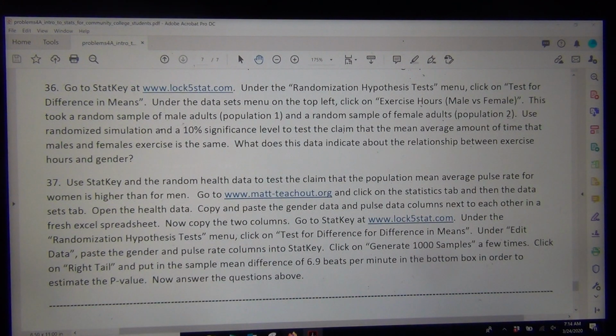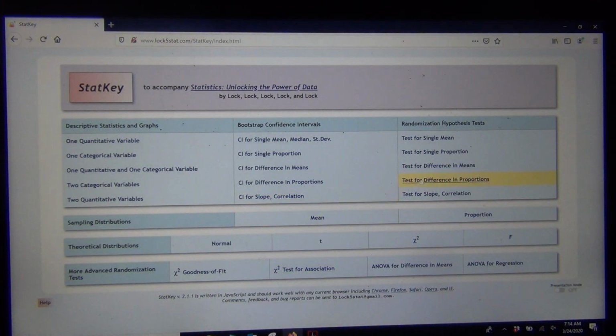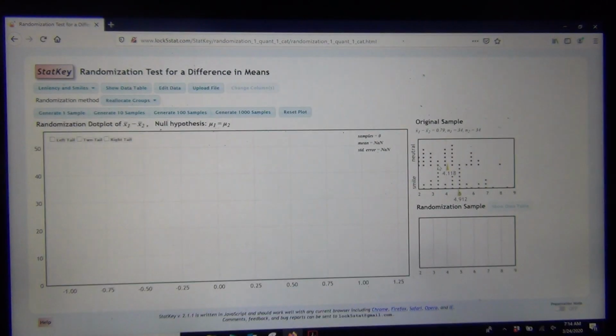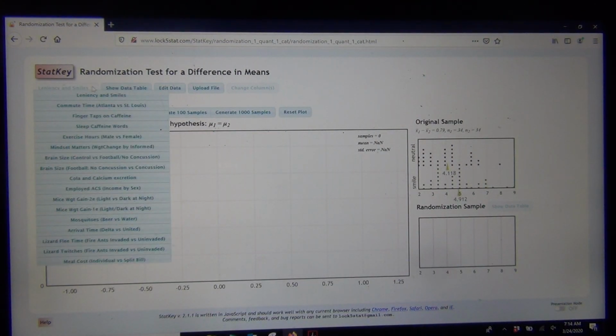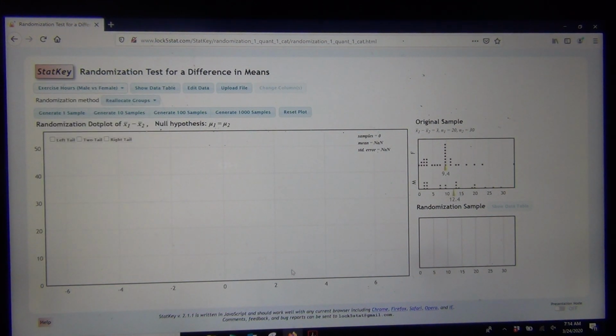Alright, so here's StatKey. And we're going for test for difference in means. Again, in the problems, you can kind of just follow the directions. It does tell you what to click on. And we're looking for something about exercise. There it is, exercise male versus female. Looks like the fifth one down in the preloaded data sets. And there we go. So our mean average exercise hours for the sample of men was 12.4 hours per week, and the mean average for women in the data was 9.4 hours per week.